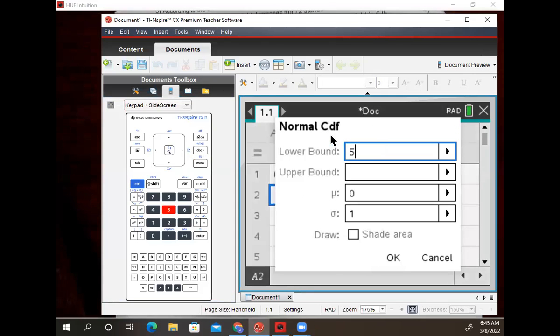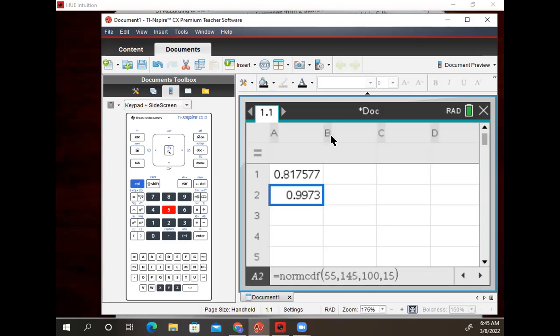My lower bound this time is 55. My upper bound is 145. Our mean is still 100 and our standard deviation is still 15. And there we go. I get 0.997. Okay, round to 3 decimal places.